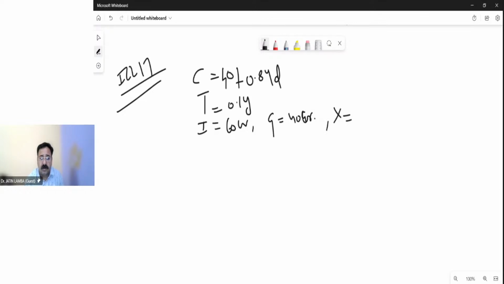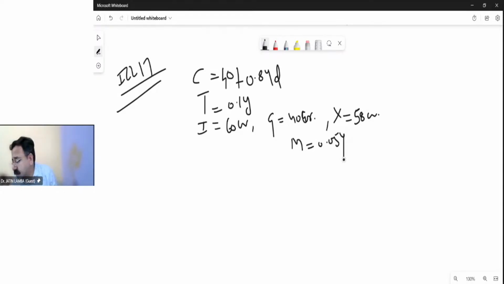Exports are 58 crores. Imports are 0.05 Y. Right? These things are given.